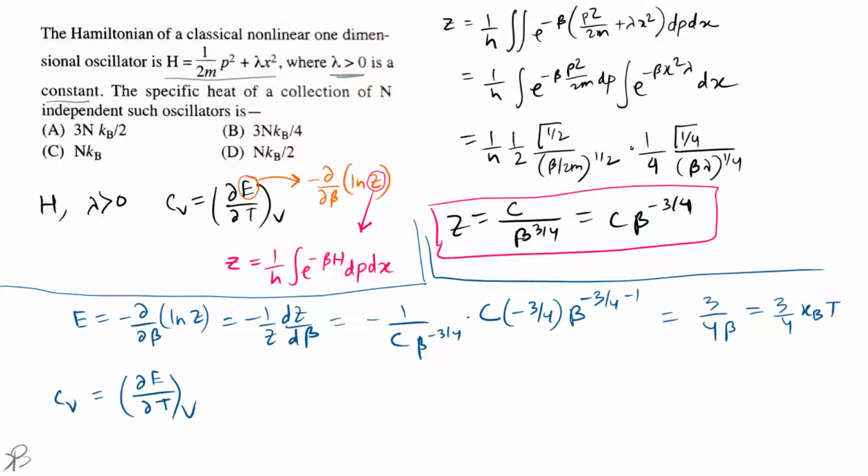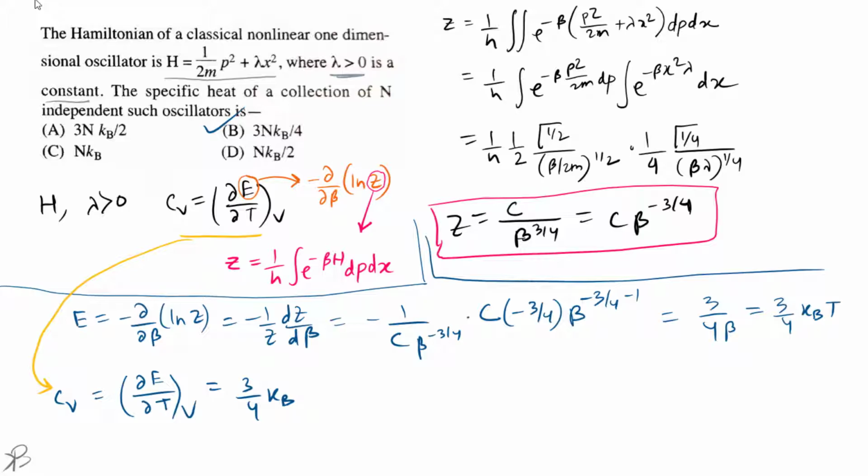If we calculate the specific heat, that is Cv, which was dE/dT at constant V. Now this is the same formula which we already described. Then if we plug in the values, this will be 3/4 kB. Now for N particles, it will be 3/4 N kB, right? So the option B is the correct answer.